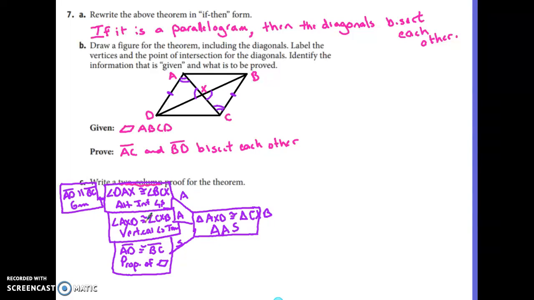Sweet, so have I proven my triangles are congruent? Yeah, absolutely, I have. Now, you might be thinking to yourself, wait, but we're trying to prove that AC bisects BD and vice versa. How in the world is this gonna help us? Well, let me show you something here.